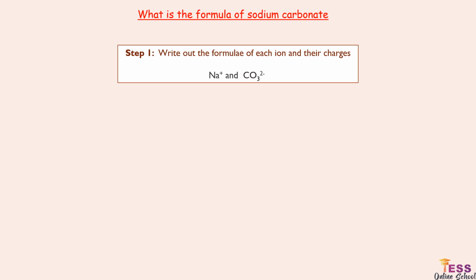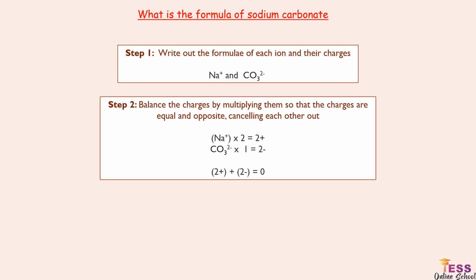Let's see how your understanding of the ions and their chemical symbols can be tested. For example, you may be asked to write down the formula of sodium carbonate. Step 1. Write out the formula of each ion and their charges. You've got Na+ and CO3 2-. Step 2. Balance the charges by multiplying them so that the charges are equal and opposite, cancelling each other out. For step 2, this is where it becomes difficult. You need to balance the charges by multiplying across, kind of like cross multiplication of fractions. The +1 charge of sodium is multiplied by the 2 from the carbonate, and the -2 charge from the carbonate is multiplied by 1 from the sodium. As you can see, both charges add up to cancel each other out.